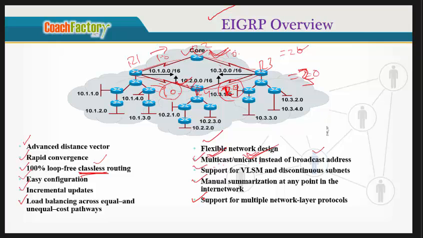EIGRP not only works on IP, but it also supports other routed protocols like AppleTalk and Novell NetWare. You can also run EIGRP on those routed protocols. So that's it about the EIGRP overview.